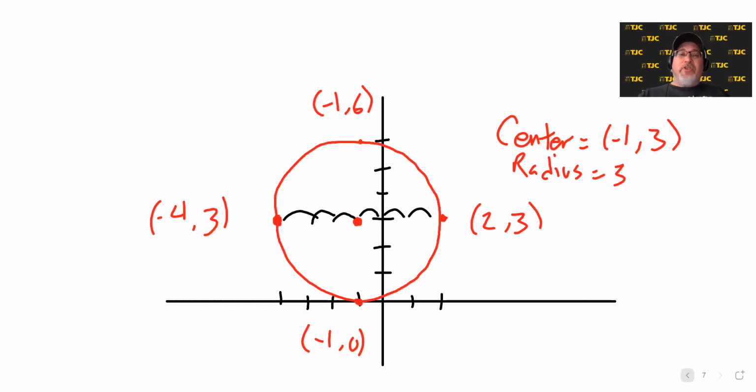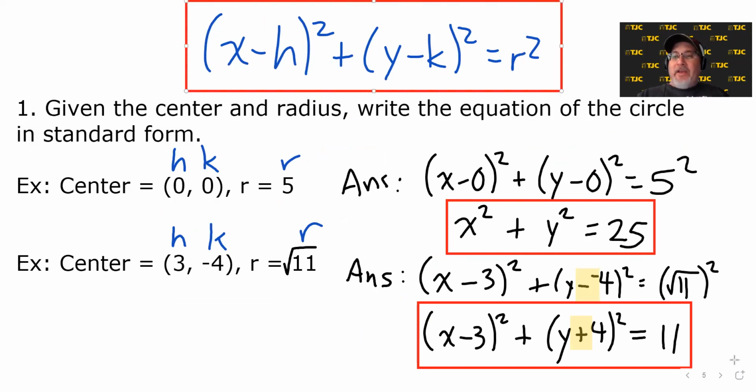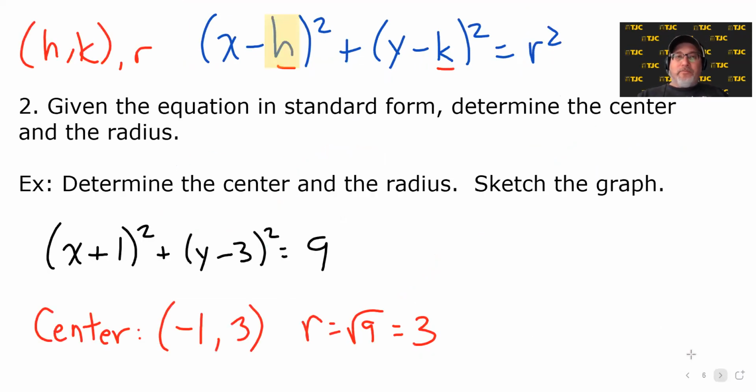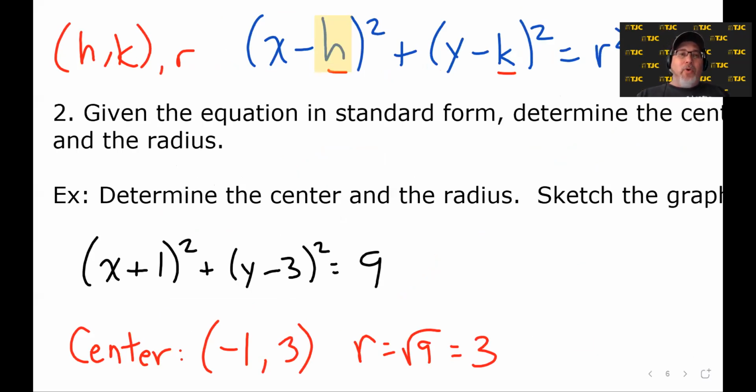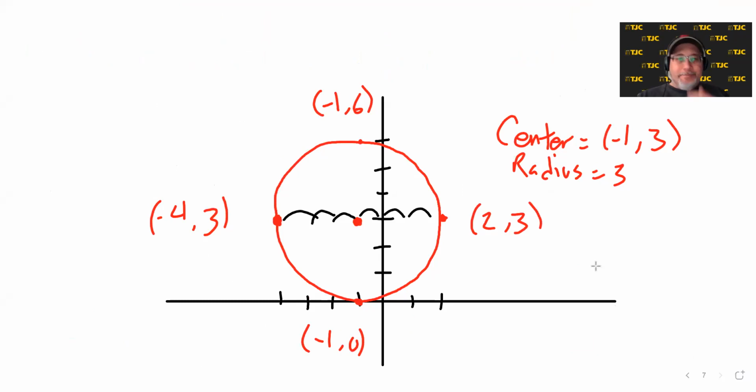So those are the 2 skills I want you to be familiar with using a circle. Given the center and radius, write the equation. So putting the center and the radius into this equation up here. And given the equation, give me the center and the radius. So being able to pull the center and radius out of an equation right there. All right, and of course, being able to sketch a graph. And that's actually the last video in the series for circles.